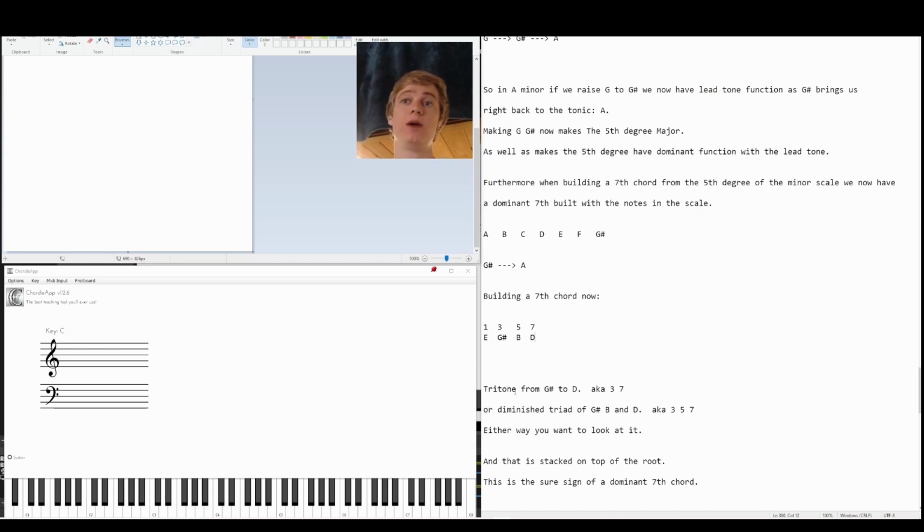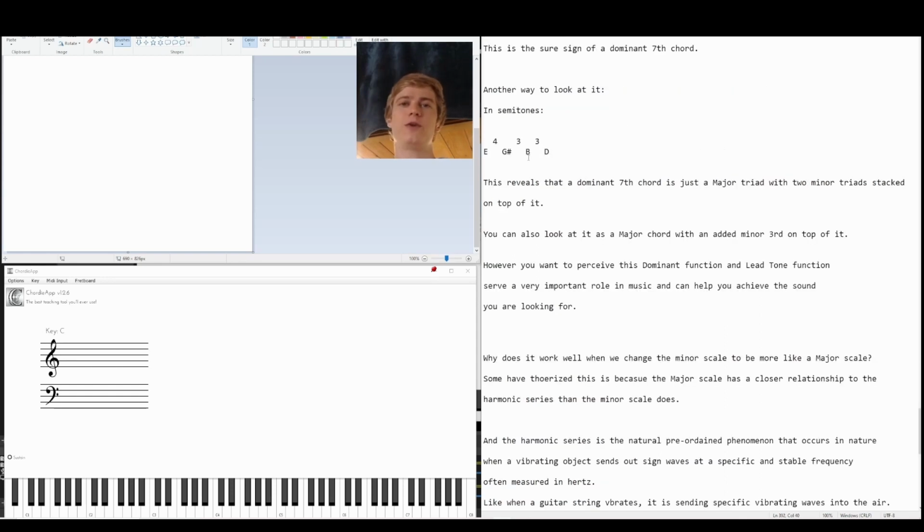Another nature of a dominant chord is that since we made G, G sharp, now if we go from G sharp to D, which we do in our 7th, which makes it the dominant, we have a tritone. So now as you can see, we have that tritone from G sharp to D when we're making that 7th chord. This can also be looked at as a diminished triad from G sharp, B, and D. So whatever way you want to look at it, you have that tritone or that diminished triad going from your 3 to your 7 on your dominant chord.